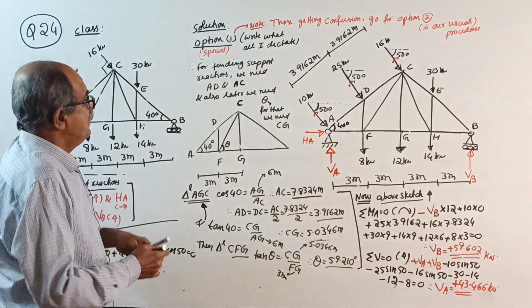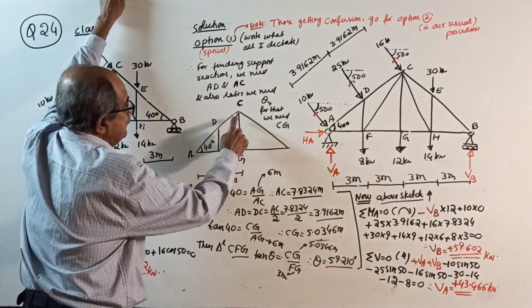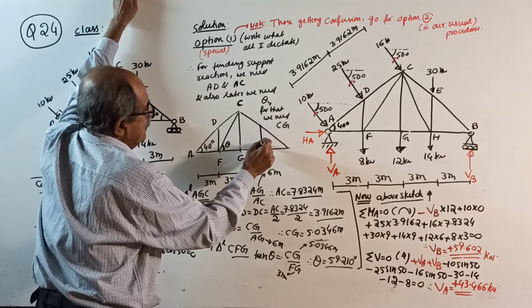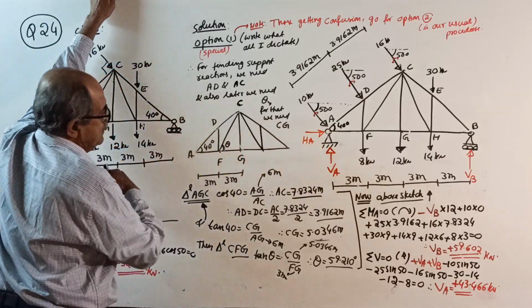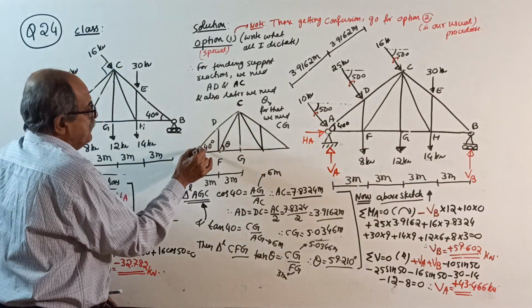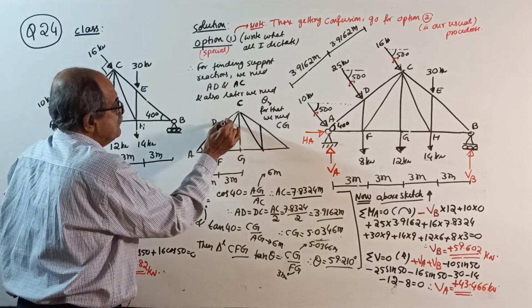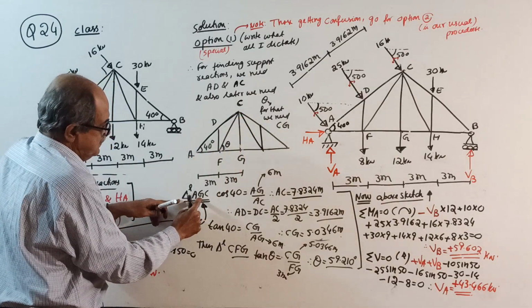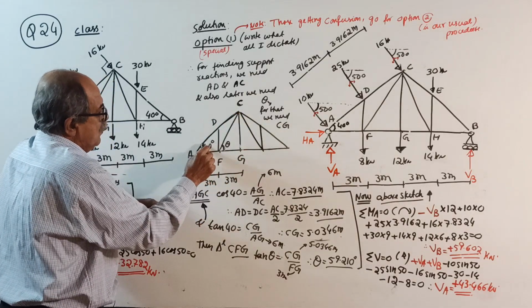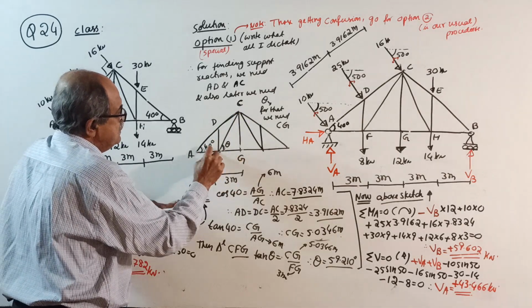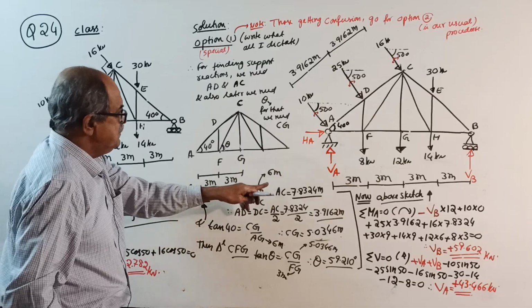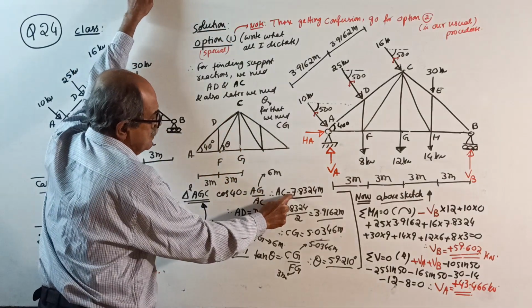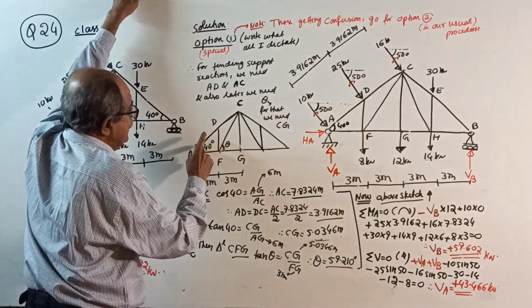Go for it. First do one thing. A, C, G. That side is not required. Okay, leave it. Now see this side. First you calculate this AC length. How? Use the triangle AGC, a right angle triangle. Cos 40 equals AG divided by AC. AG is 6 meter, you can see here. So AC you will get 7.8324 meter.